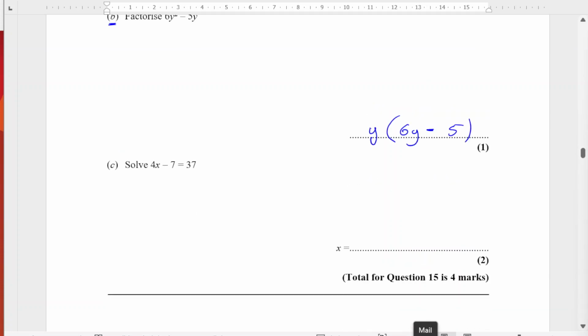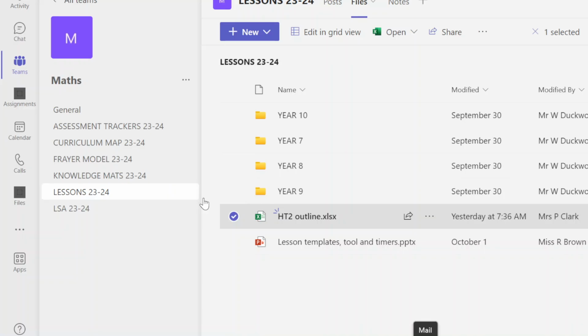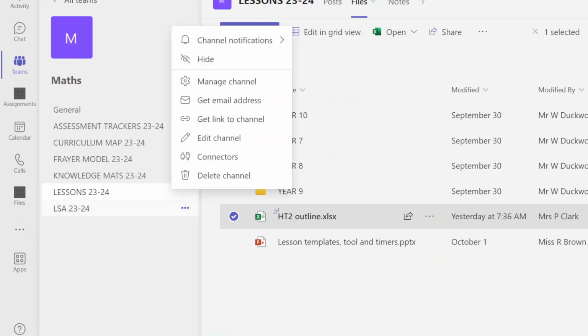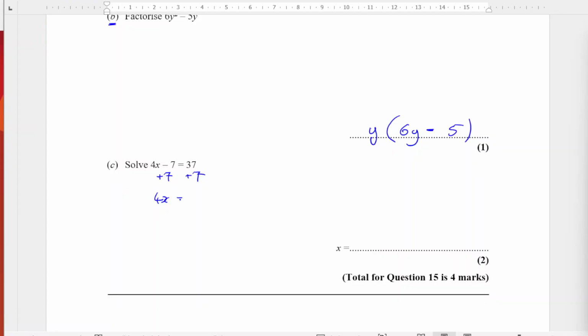And then part C, solve. So to solve this, I'm going to have to add 7 onto both sides as my first step. So that will give me 4x is equal to 44. Divide both sides by 4 gives me x is equal to 11.